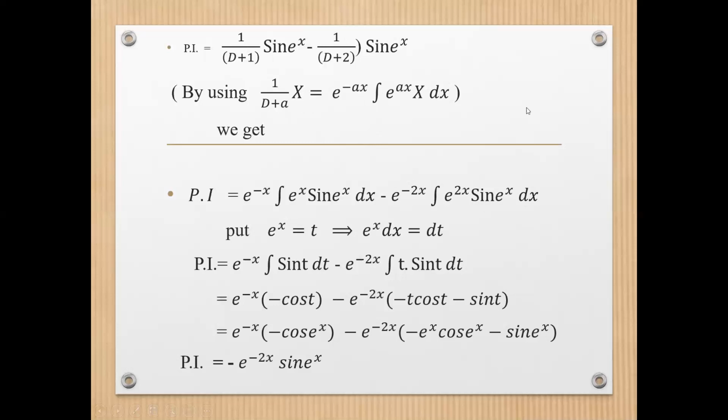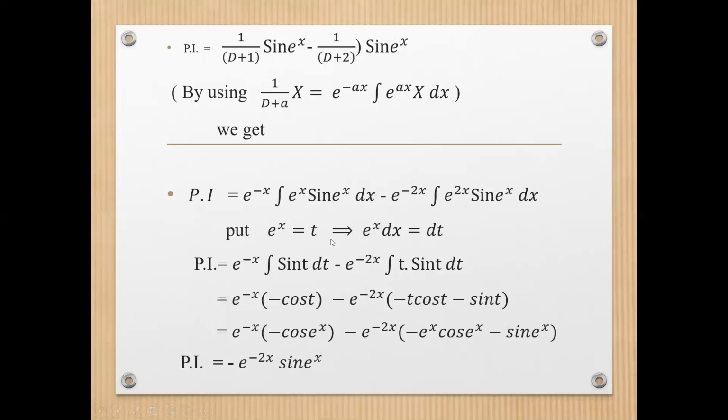Getting me? We have to use only this formula for the first term and for the second term. We have arrived at PI is equal to e raised to minus x integration e raised to x sin e raised to x dx minus e raised to minus 2x integration e raised to 2x sin e raised to x dx. Now we have to integrate the first term and the second term. Here e raised to minus x is outside the integration, so we have to integrate e raised to x into sin e raised to x dx, and here e raised to minus 2x is outside the integration, we have to integrate e raised to 2x sin e raised to x dx.